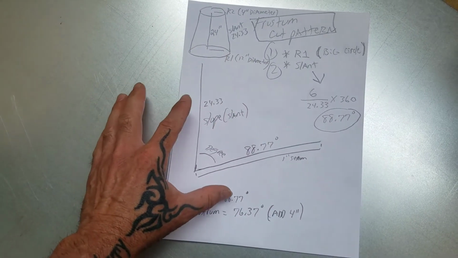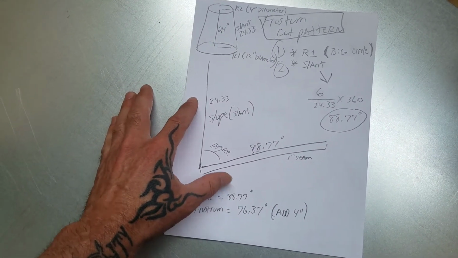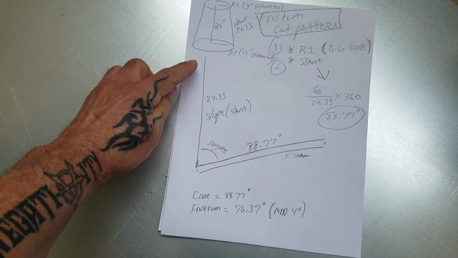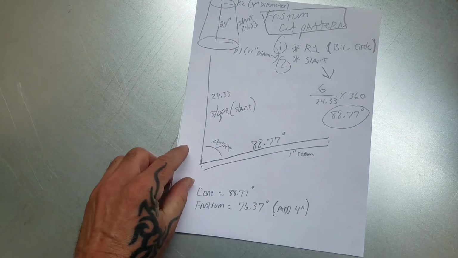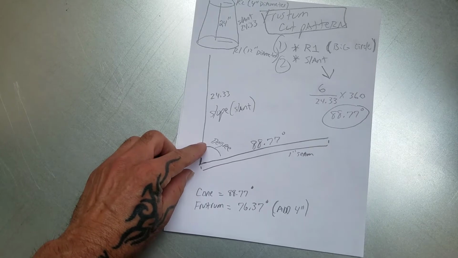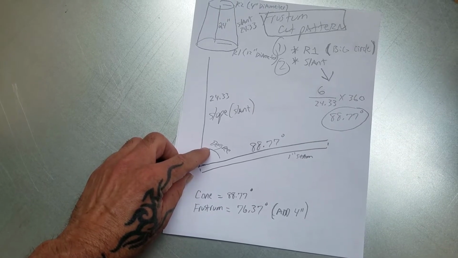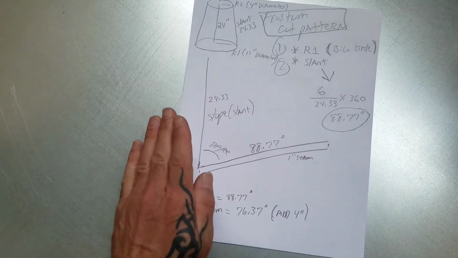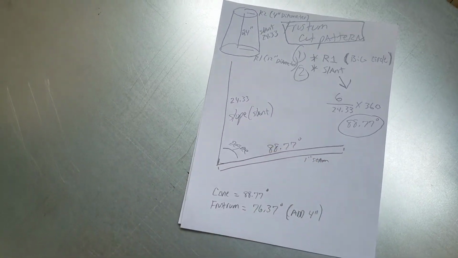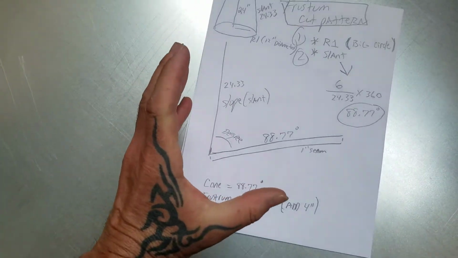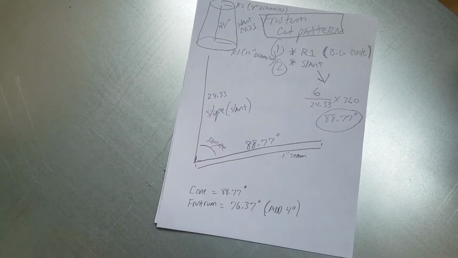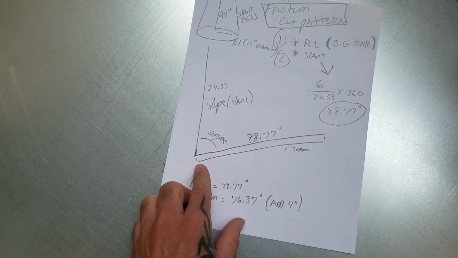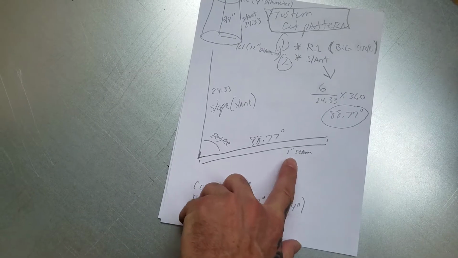You take those two pieces of information and make a line of your slant, and then you measure the degrees, 88.77, off that line, make another line, and you cut these two lines on the sheet metal and fold it over to make a frustum. Allow yourself 1 inch for a seam.